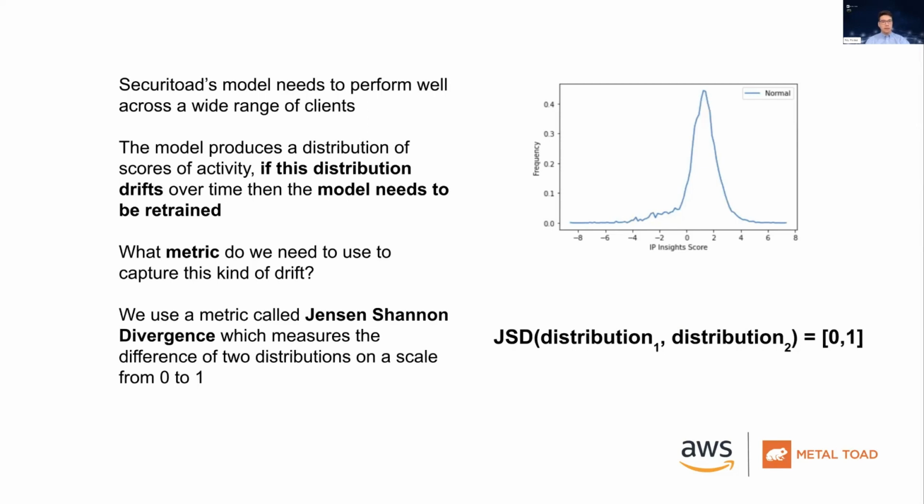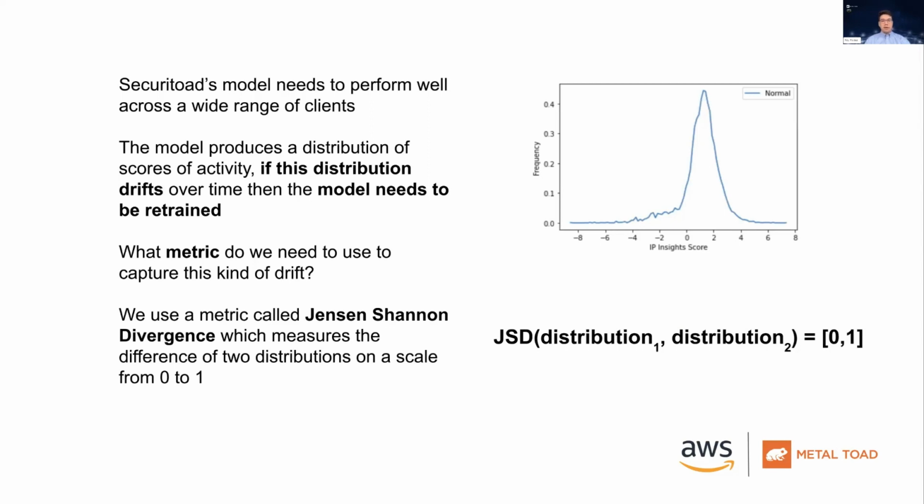If this distribution of scores drifts and takes a different form over time, then the model may need to be retrained. Then the question became, what metric do we need to use to capture this specific kind of drift? And was this something that we needed a custom script for?